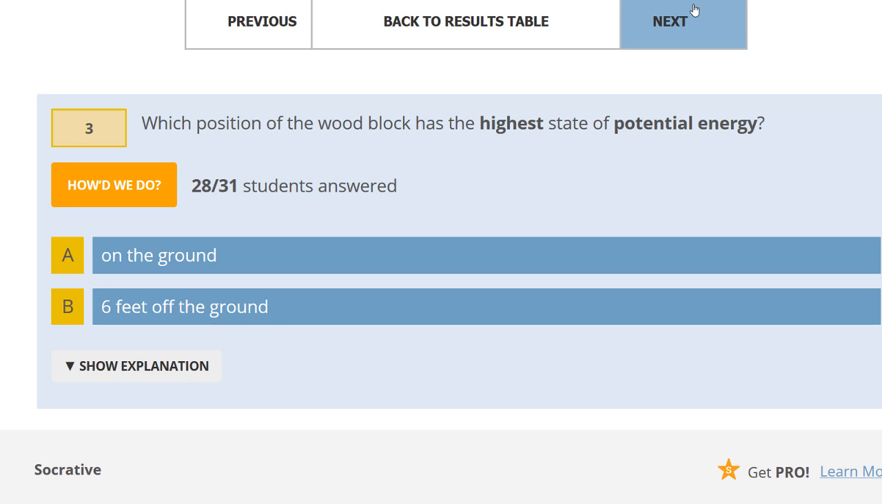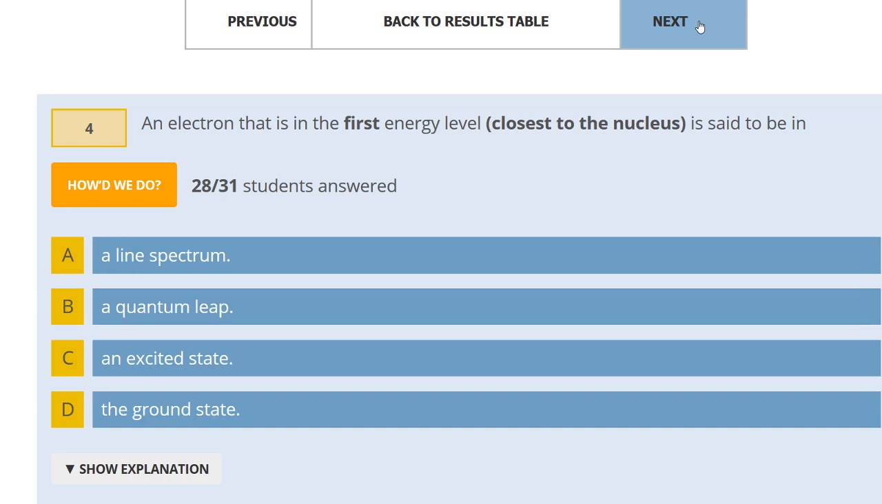Then we asked, what is the position of the woodblock that has the highest state of potential energy? Of course we said it was 6 feet off the ground. We compared that to the electron in the nucleus, saying that the further away the electron was from the nucleus, the greater its potential energy. An electron that is in the first energy level, closest to the nucleus, is said to be in the ground state. Again, we called the ground state the lowest state of potential energy.